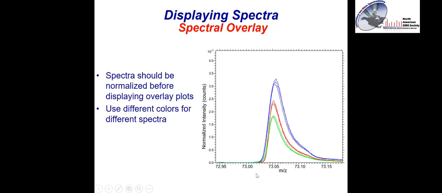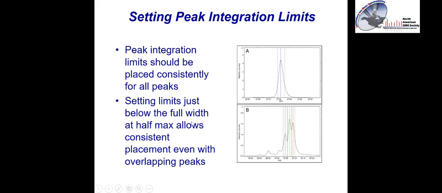Spectral overlay can be useful to show differences in relative intensities of peaks, but you need to make sure you normalize them before you display them. And then it's also useful to use different colors for these three different samples that had three different levels of PDMS on them. And you can see a clear separation. Though I would note, I actually chose a really poor set of colors because there's lots of people that are red-green or blue-red colorblind. So we need to think about colors too.